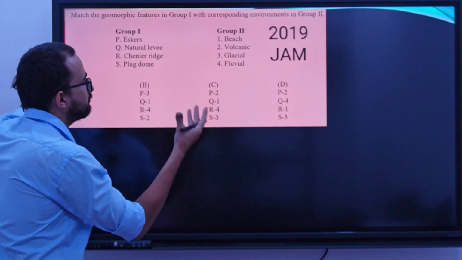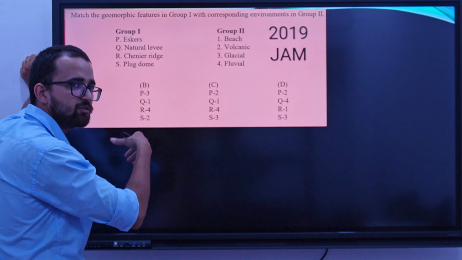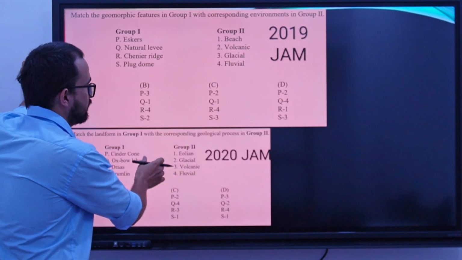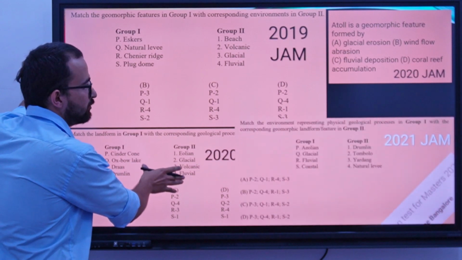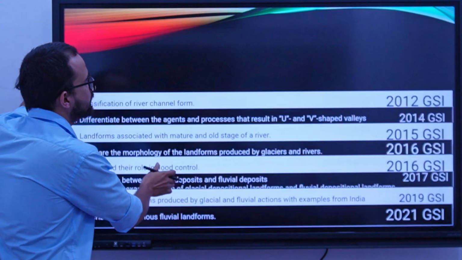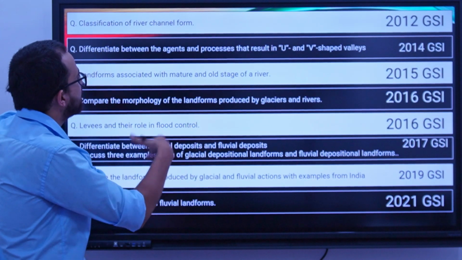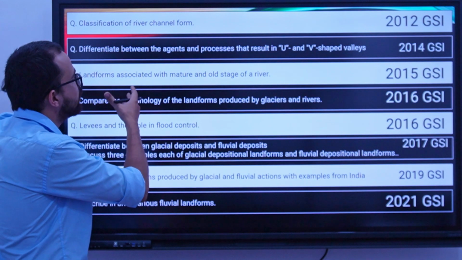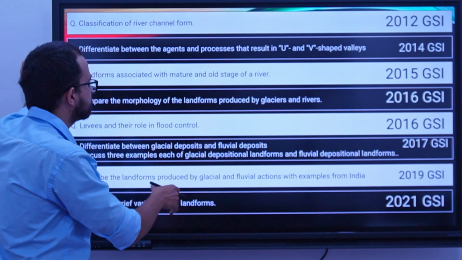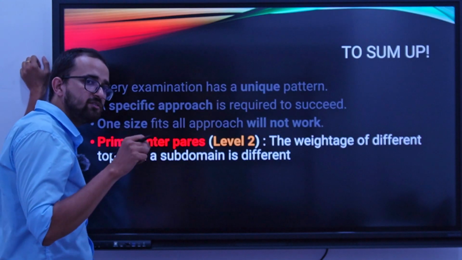Another example would be from JAM using the concept of geomorphic processes and the corresponding geomorphic landforms. So you have multiple such questions from IIT JAM. Another example would be from the GSI mains examination. You have multiple questions on river morphology from the glacial and fluvial processes chapters. Now what this means is that Primus inter pares is working on two levels.